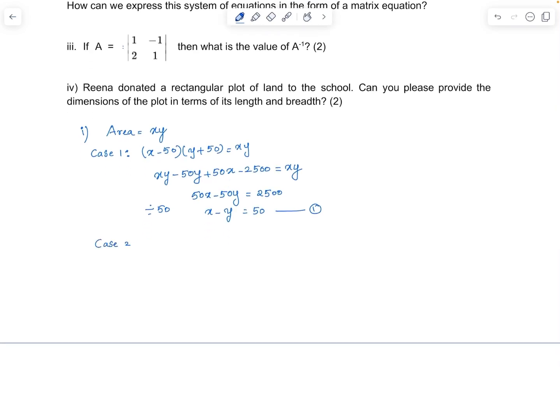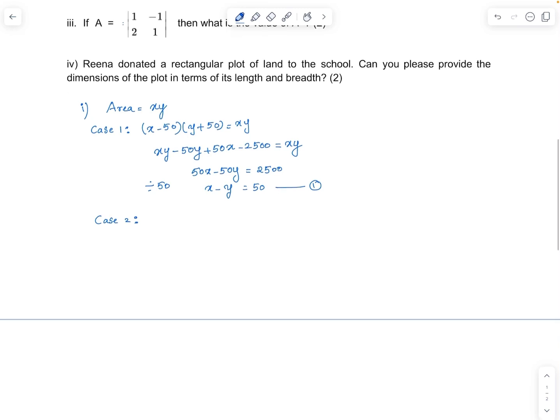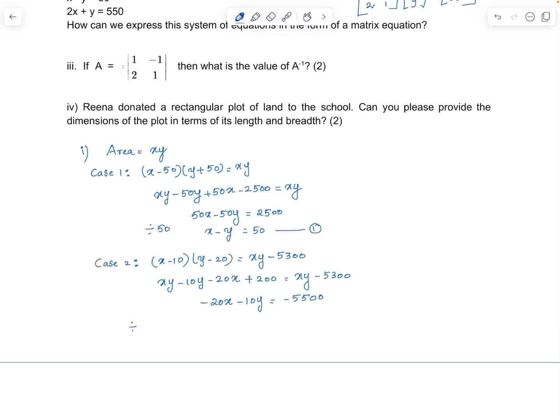Second case is, if the length is decreased by 10 meter and breadth is decreased by 20 meter, then the area will decrease by 5300 meter square. That is (x minus 10) times (y minus 20) is equal to xy minus 5300. xy minus 10y minus 20x plus 200 is equal to xy minus 5300. Minus 20x minus 10y is equal to minus 5500. On dividing the entire equation by minus 10, we get 2x plus y is equal to 550. Let's name this as equation 2.